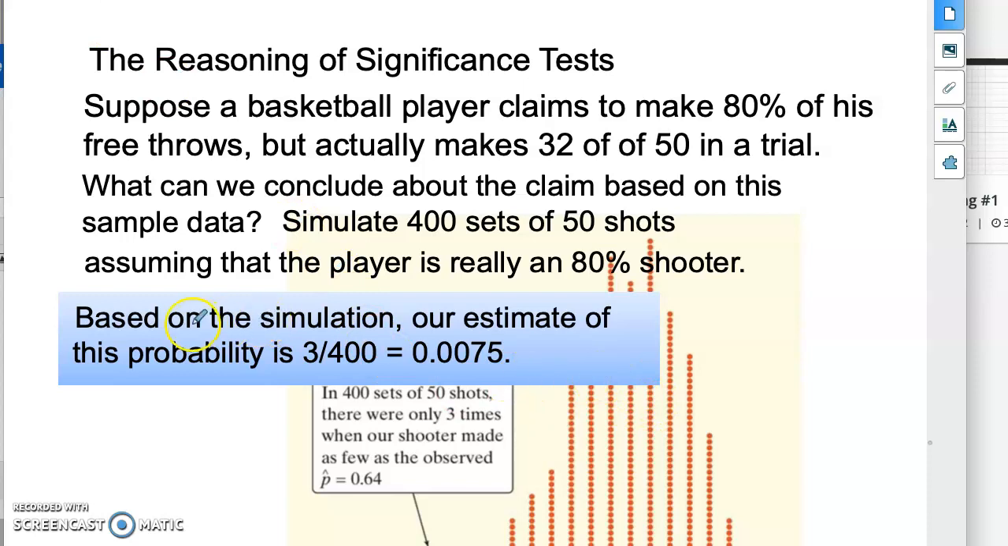Now, in this example, we've seen this before. We have our basketball player making 80% of his free throws, he claims, but actually he makes 32 out of 50. What can we conclude about the claim based on the sample data? So we did a simulation. Here's what we got. We found that only 3 out of 400 times is the sample 64% or less. So that's pretty low.